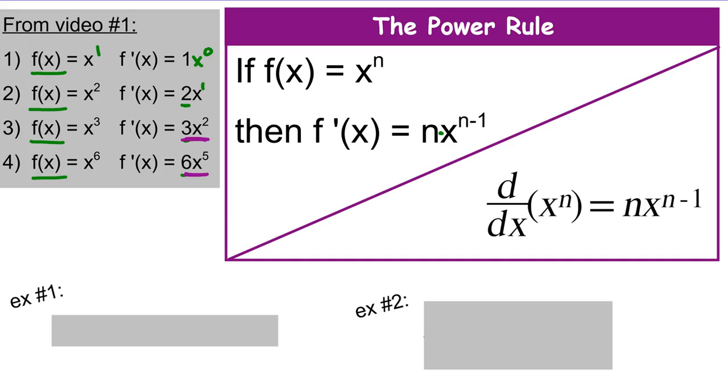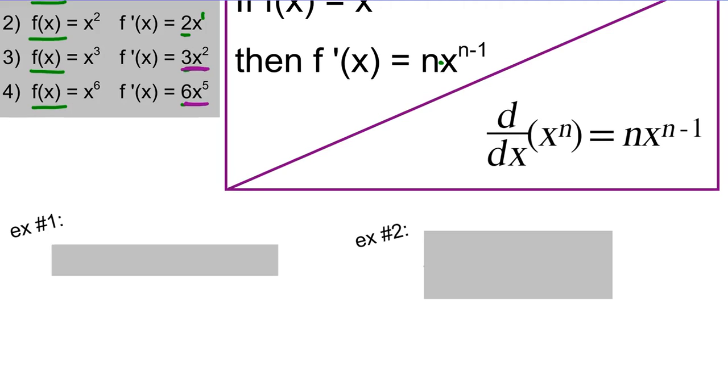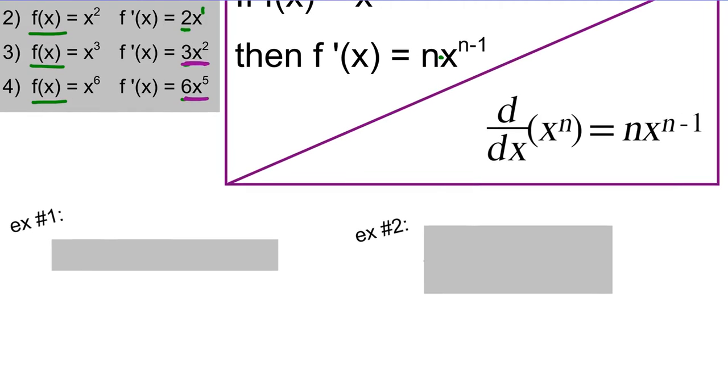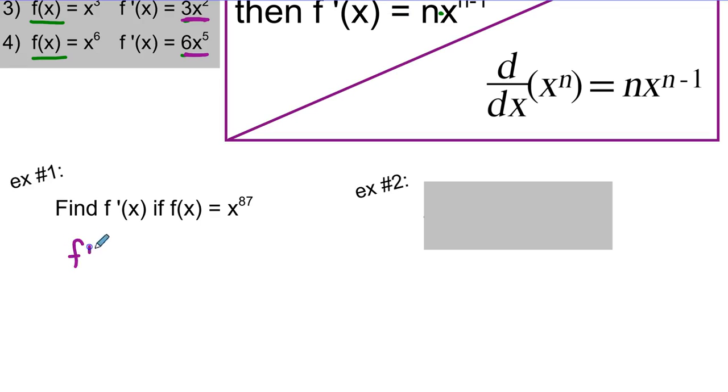Now you need to know that any kind of real number exponent works with this rule. It doesn't have to be 1 or 2 or 3 or some kind of whole number. So for a couple of examples, one of these has a whole number, one doesn't. Find the derivative f prime of x if f of x equals x to the 87th. Okay, so all we have to do is bring down the 87 and multiply that by x to the 86th.